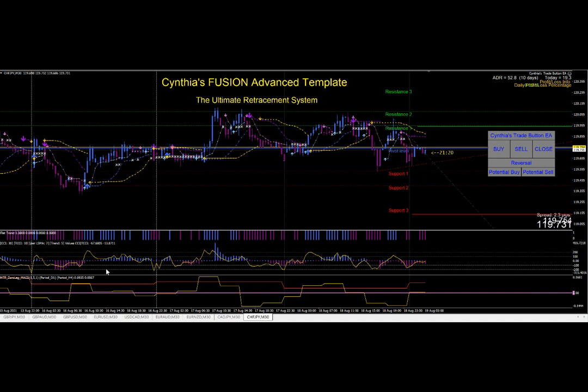If it is, it means that there's sufficient momentum behind the trade to warrant actually placing a buy trade. And also, if you're interested in placing a sell trade, the yellow trigger line for the CCI indicator needs to be touching or passing the negative 100 level.